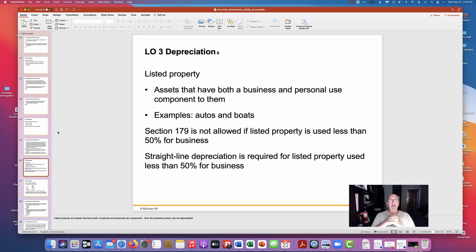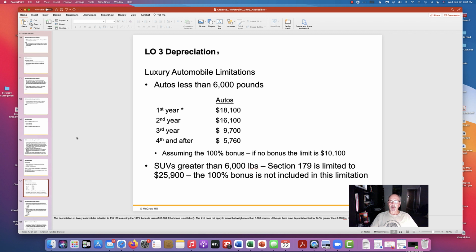There's also something called listed property. Listed property are assets that have both a business and personal use component. So the taxpayer needs to determine how much is personal and how much is business. Section 179 is not allowed if the listed property is used less than 50% for business. Straight line depreciation is required for listed property used less than 50%.